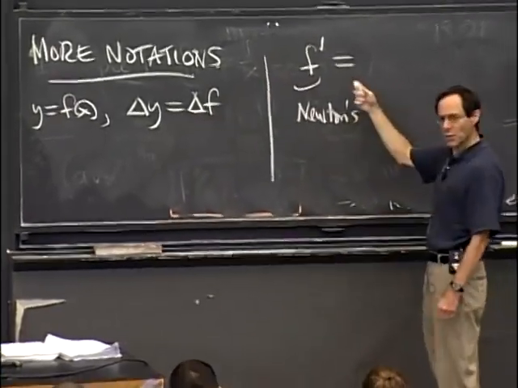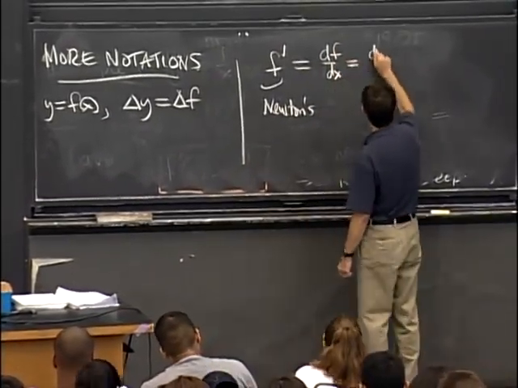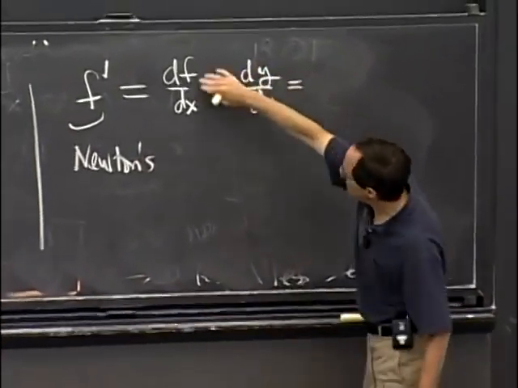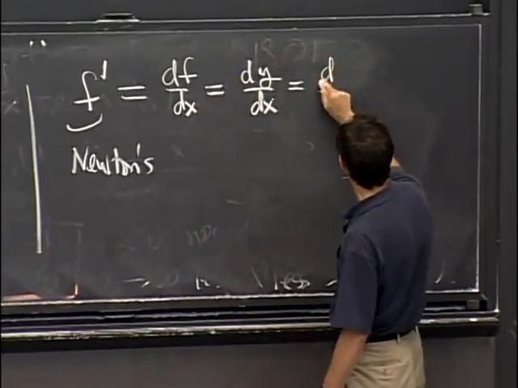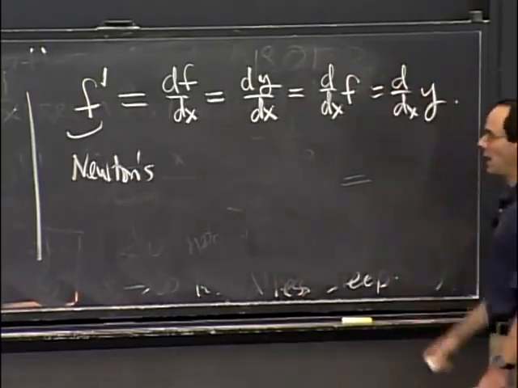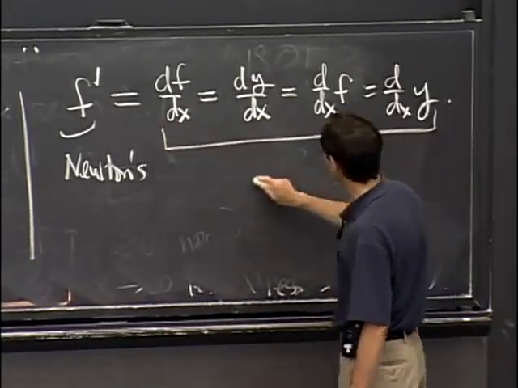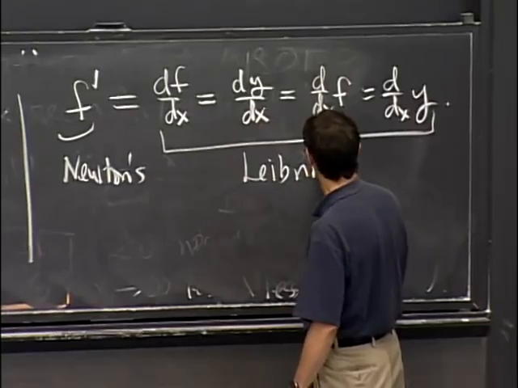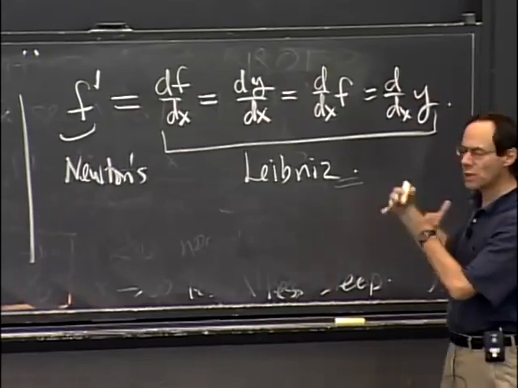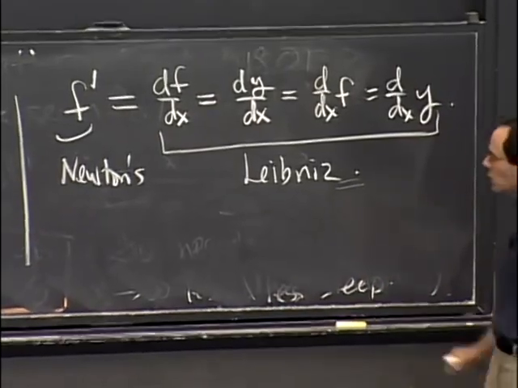Okay? But there are other notations, and one of them is df dx, and another one is dy dx, meaning exactly the same thing. And sometimes we let the function slip down below, so that becomes d by dx of f, or d by dx of y. So these are all notations that are used for the derivative, and these were initiated by Leibniz. And these notations are used interchangeably, sometimes practically together. They both turn out to be extremely useful.